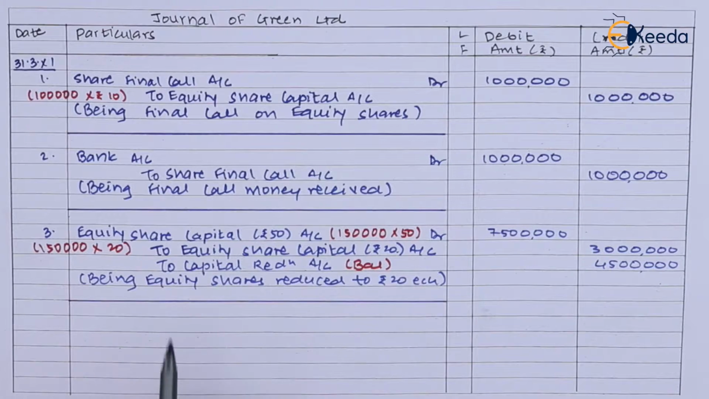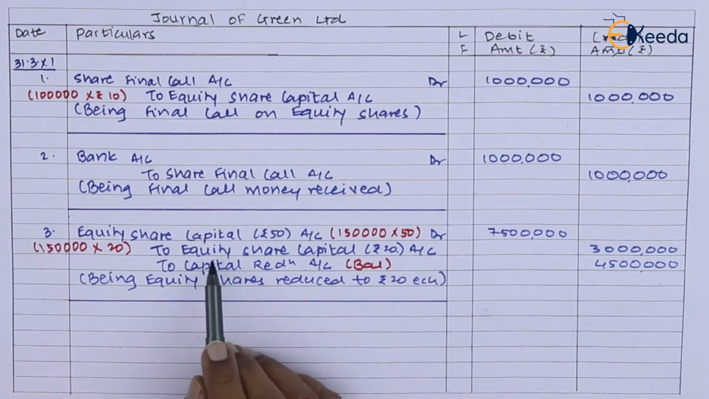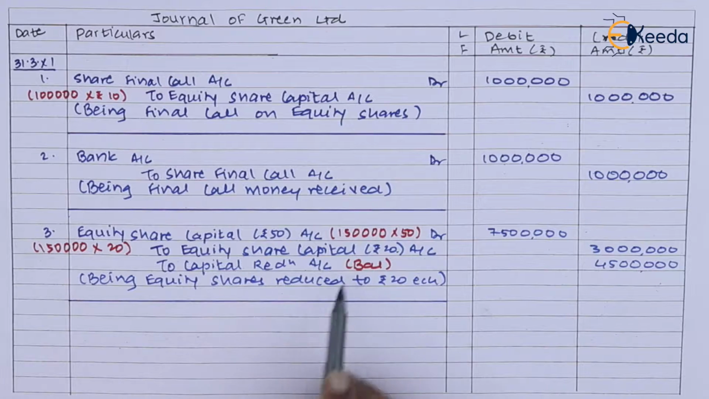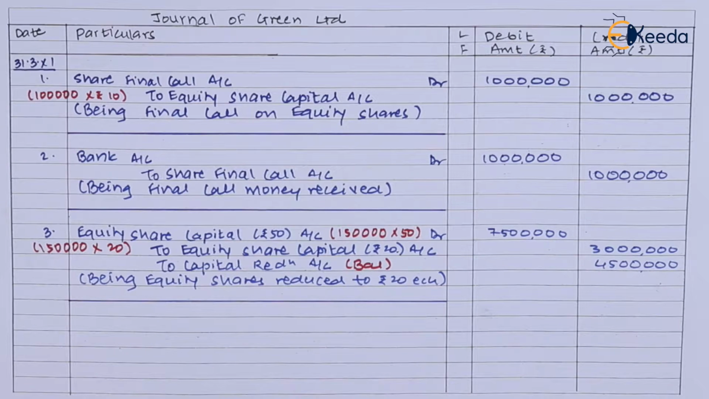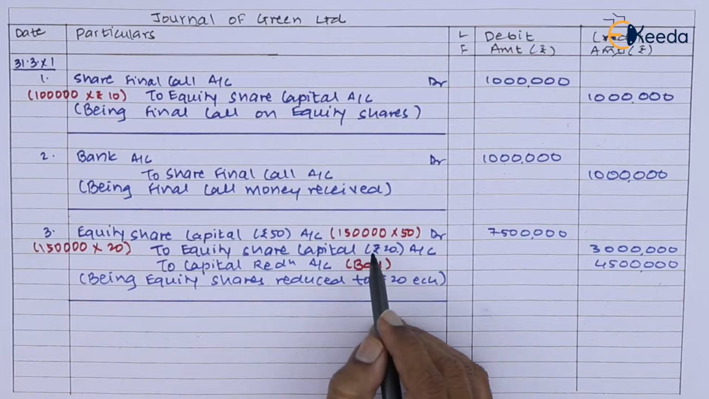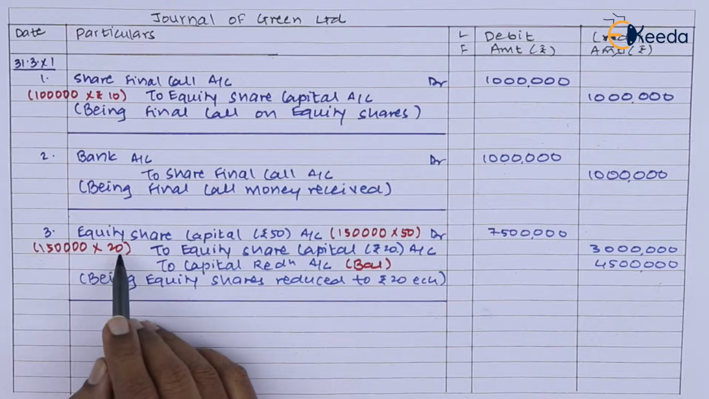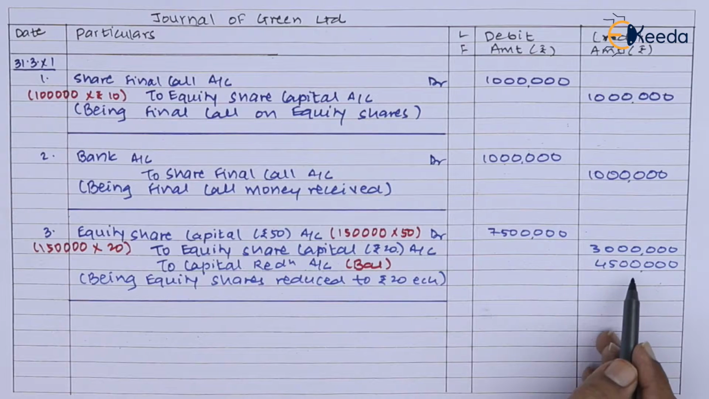Continue. Friends, you can notice our entry for reducing equity capital. Equity share capital rupees 50 account debit, equity share capital rupees 20 account credit, and the remaining amount to capital reduction account. We were having altogether 1,50,000 equity shares, that is earlier 50,000 fully paid up shares and 1 lakh partly paid up shares. In that way, total 1,50,000 shares of 50 each are reduced to 1,50,000 shares of rupees 20 each. So the remaining amount we have transferred to the capital reduction.